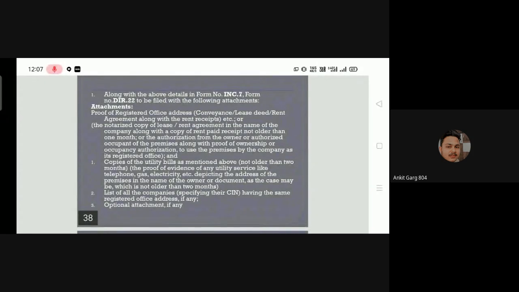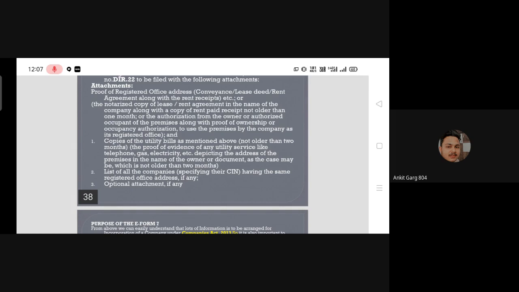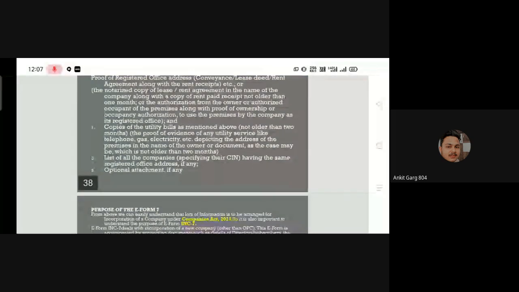Along with the above details in form number INC 7, form number INC 22 is to be filed with the following attachments. Now let's see the attachments. Attachments are proof of registered office address: a rent agreement along with rent receipts, etc., or rent agreement in the name of the company along with a copy of rent paid receipts not older than 1 month, or the authorization from the owner or authorized occupant of the premises along with proof of ownership or occupancy, authorizing the company to use the premises as its registered office, and copies of the utility bills as mentioned above not older than 2 months.